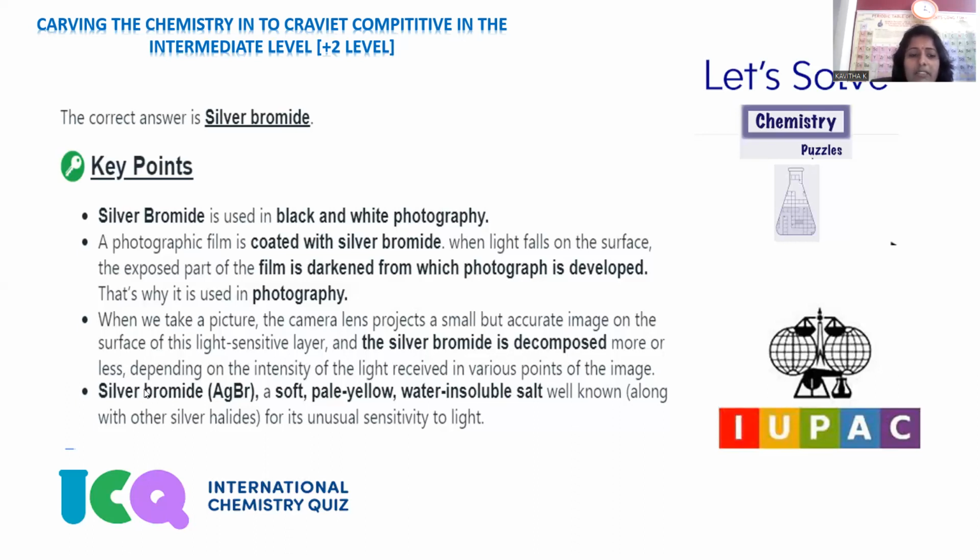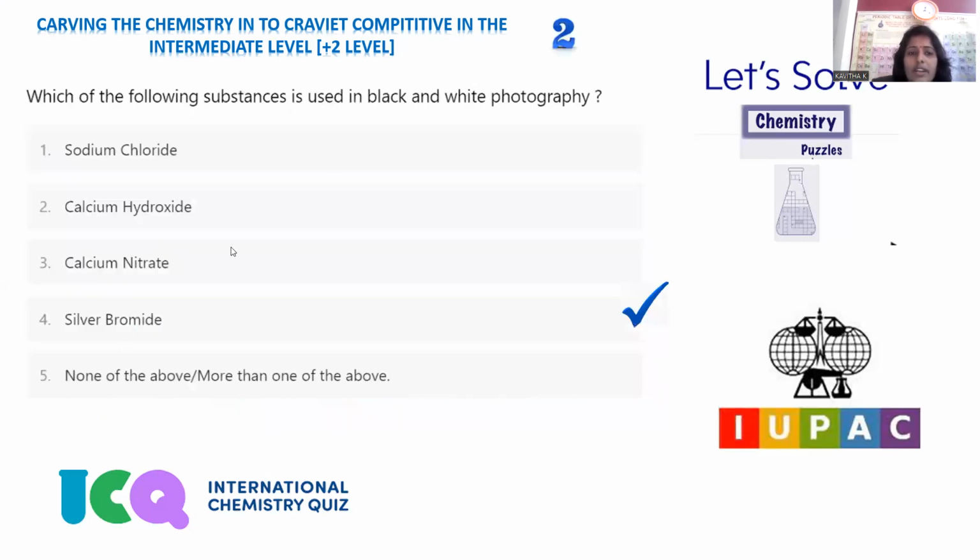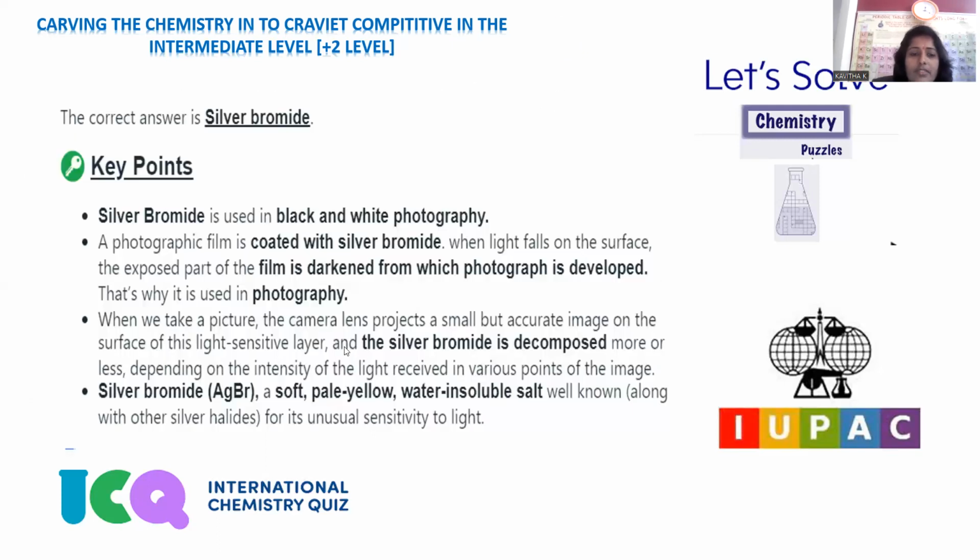Silver bromide is soft, pale yellow in color, and a water insoluble substance, and it is sensitive towards light. That's the reason why, whenever light is captured by the photograph, the silver bromide will participate in the decomposition, so that the development of film is possible. This is the way we use silver bromide in the development of photography, right?